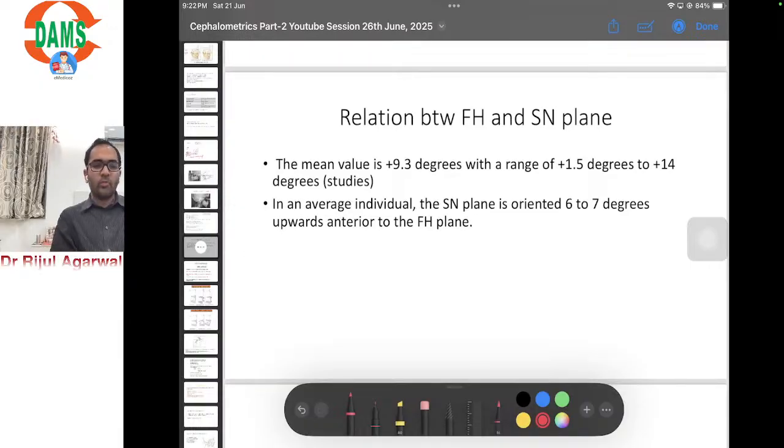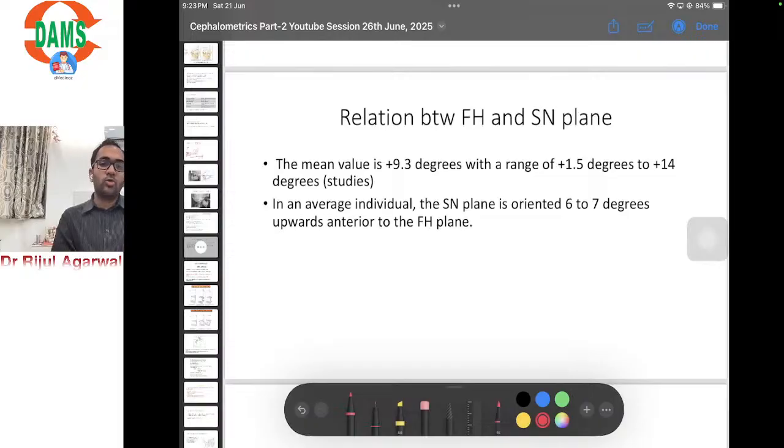Okay, anyhow, moving ahead. So, as I was telling, the SN plane is related to the cranial bones and the FH is related to the facial bones. So, there is a certain degree of orientation between these two planes. Okay, so what is the orientation? Normally the SN plane is oriented at an angle of 6 to 7 degrees, upward and anterior to the FH plane.